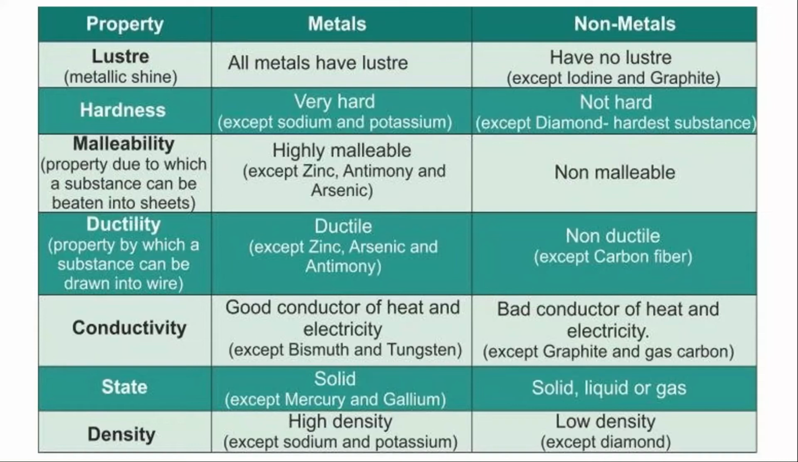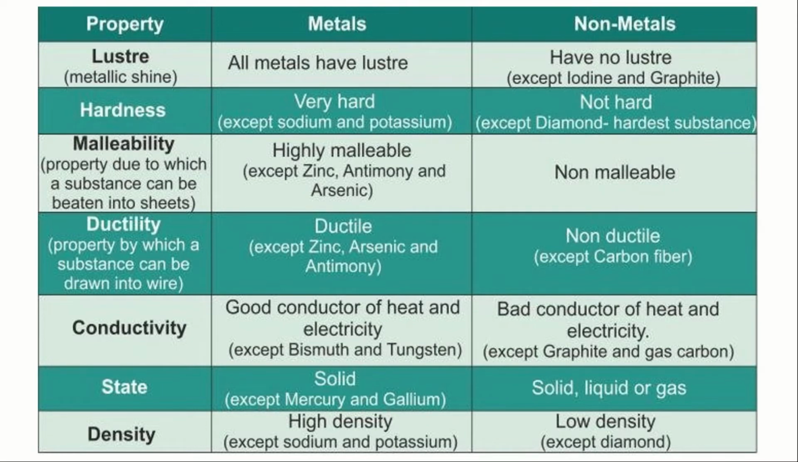Let us know about the basic properties of metals and non-metals, which consist of both chemical and physical properties. But if they ask you specifically, you need to mention the physical properties separately and chemical properties separately. So this is the basic and common difference between the metals and non-metals. First property is luster, which means metallic shine. All metals have luster, that is, all metals are shiny. Non-metals have no luster, that is, except iodine and graphite, all other non-metals are not shiny.